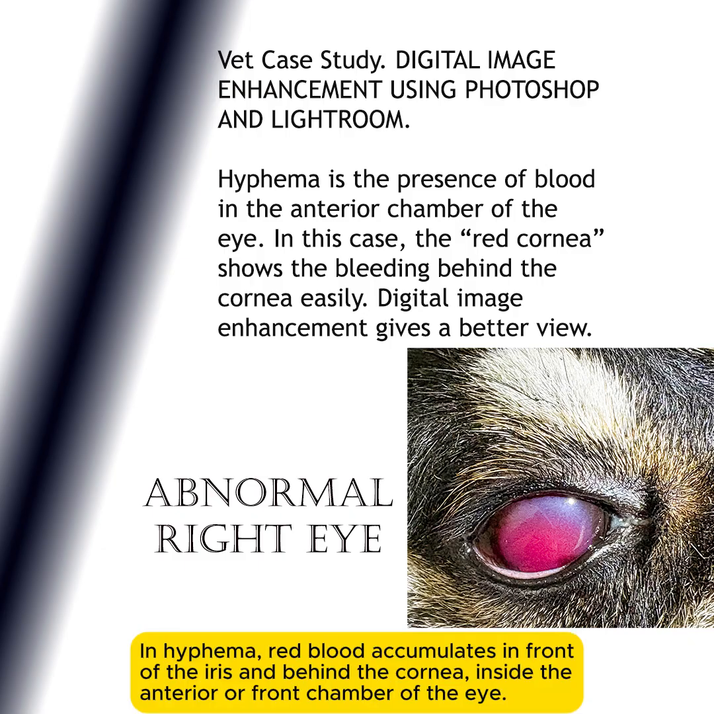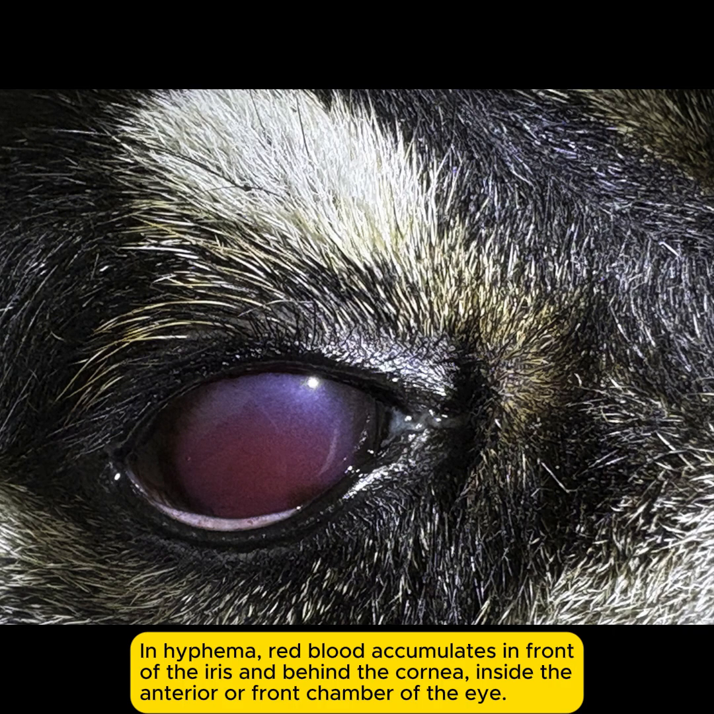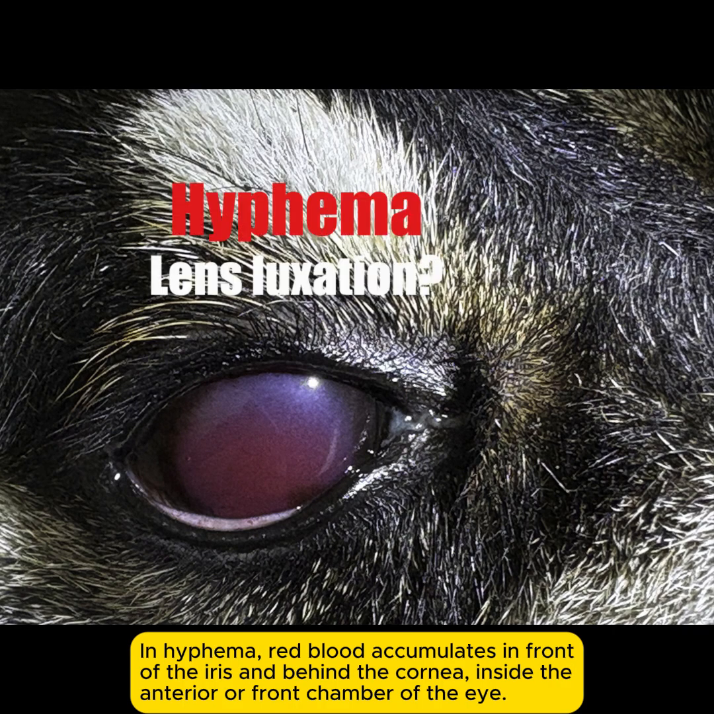In Hyphema, red blood accumulates in front of the iris and behind the cornea, inside the anterior or front chamber of the eye.